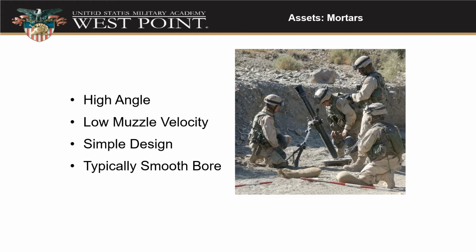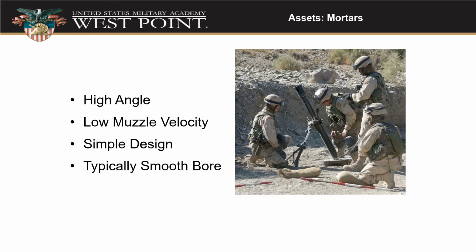Let's talk a little bit about what these systems are. We can start out with mortar systems. These are things that fire rounds at very high angles, above 45 degrees up to about 89 degrees. So rounds that go pretty much all the way up and then come back down. They have low muzzle velocities, so these rounds are kind of slow.